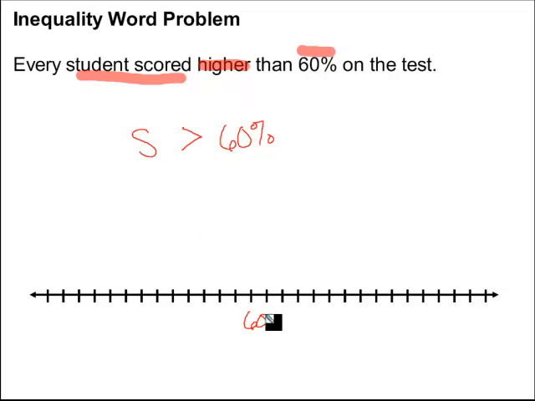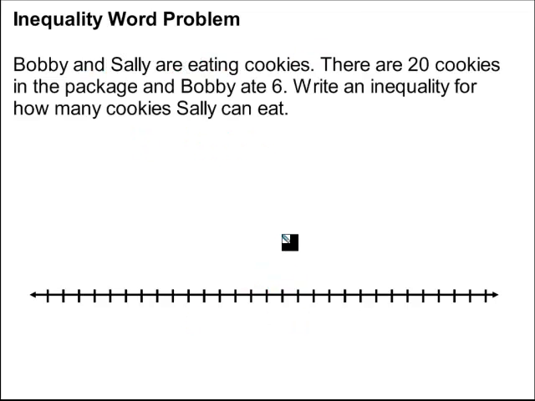So 60, let's put 61, 59 on here. We're going to have an open circle at 60, and we're going above 60. So 61 would be above 60. Last one, Bobby and Sally are eating cookies. There are 20 cookies in the package, and Bobby ate 6. Write an inequality for how many cookies Sally can eat.